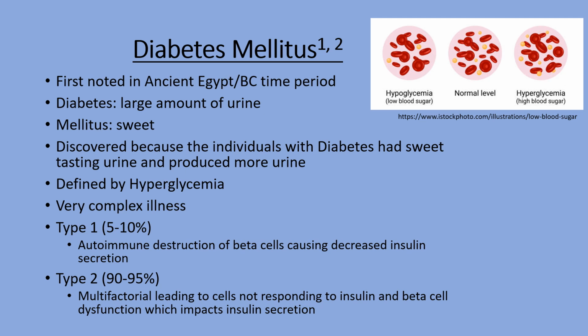There are multiple types of diabetes, but the two main types are type 1 and type 2. Type 1 is 5 to 10% of cases and is defined by autoimmune destruction of pancreatic beta cells, which results in decreased insulin secretion. When you have decreased insulin secretion, that leads to an increased blood glucose. Type 2 diabetes is multifactorial, including diet, exercise, body weight, genetics, and other factors that lead to cells in the body not responding to insulin and ultimately leading to pancreatic beta cell dysfunction and death. This impacts insulin secretion and response to insulin, which leads to hyperglycemia as well.